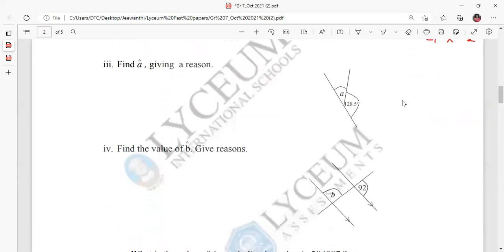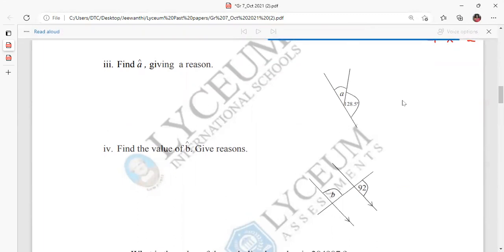So then you want to find A, right? You want to find A. What is the theory we want to use behind this?